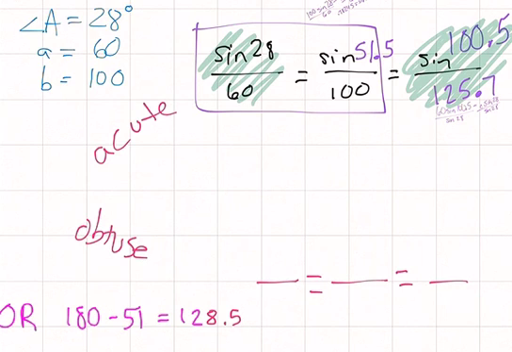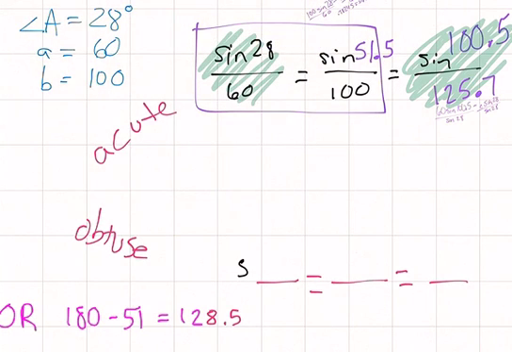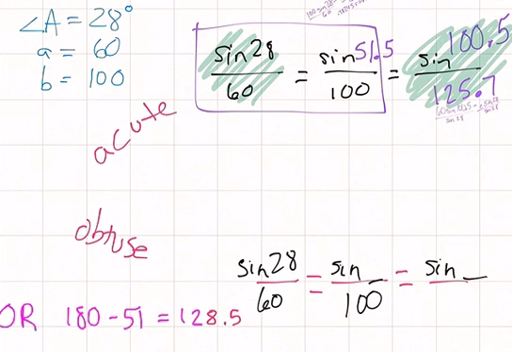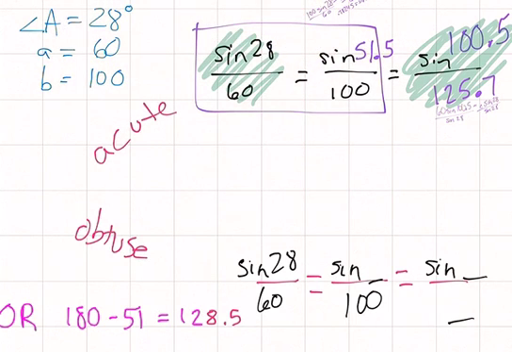So let's talk about this other option. What we were given to begin with was concrete, so let's write that part down. We had the sine of 28, and we had a 60, and we had a 100. And we had to figure out these other options. So now, instead of being 51.5, the obtuse triangle would have an angle of 128.5, because it is supplementary to the other angle. They have the same height. From here, we go ahead and figure out what the other angle would be.